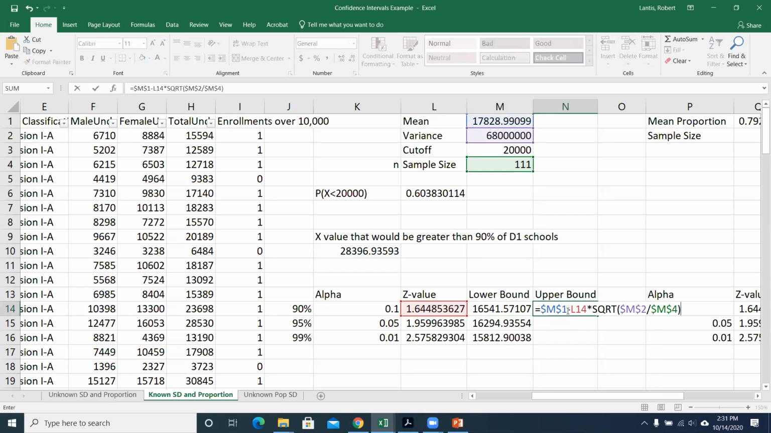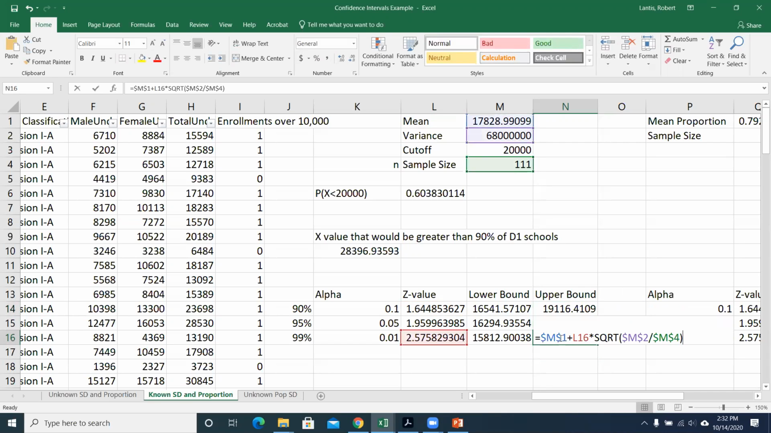Now when I copy and paste that way, when I don't drag it, notice the cell reference didn't change, okay? I would then go change that sign, right? I'm adding that margin of error now to get my upper bound. Now I can just copy this down. It updates to the z-value I want for that confidence level, but keeps using the mean, variance, and sample size, okay? Any questions on that?